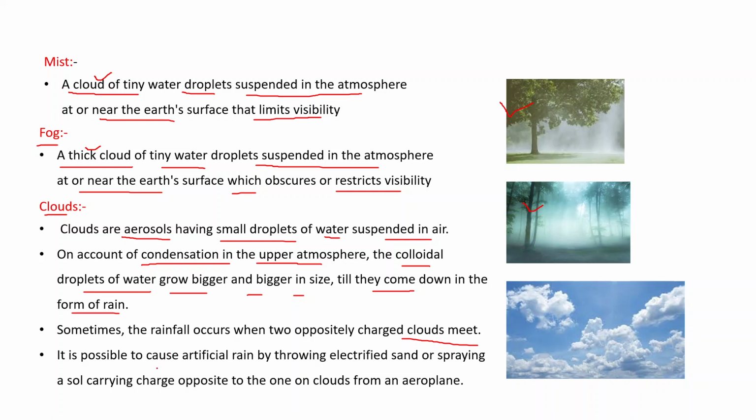It is possible to cause artificial rain by throwing electrified sand or spraying a sol carrying charge opposite to the one on the cloud from an aeroplane. You must be familiar with artificial rain. When a cloud is there but not raining, oppositely charged particles are sprayed on that cloud. Then it will precipitate and rain will occur.